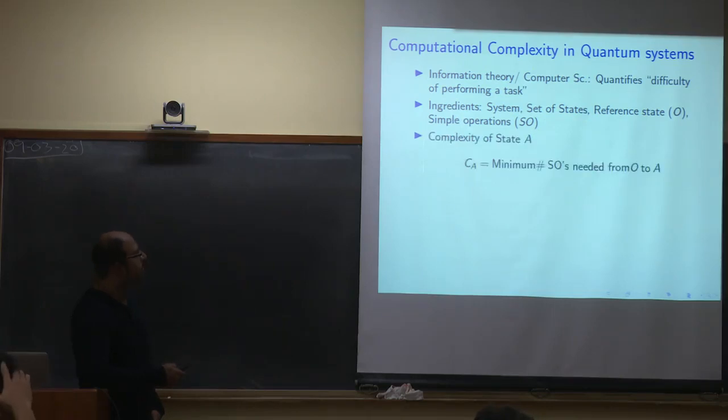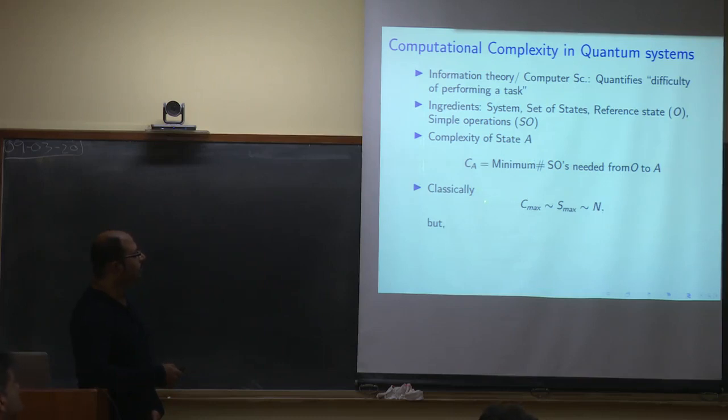Okay. And the complexity of some state, let's say A, is given by the minimum number of simple operations needed to go from the reference state O, the origin, to A. Okay, so this is a very qualitative way of defining it.